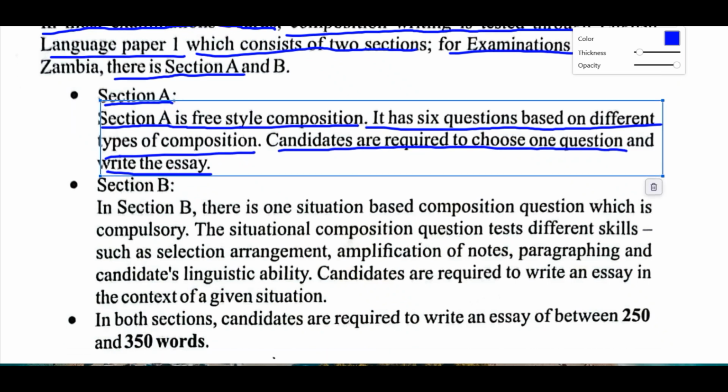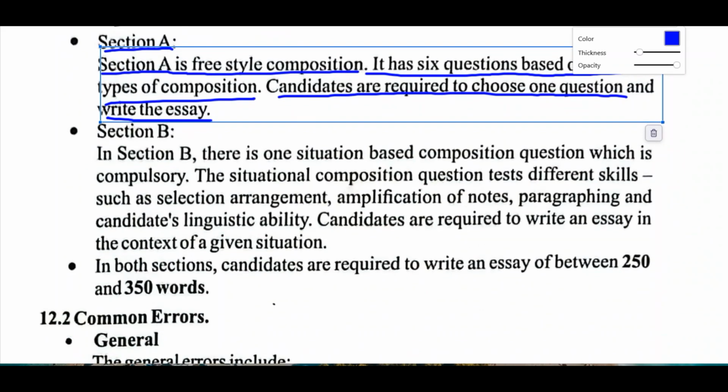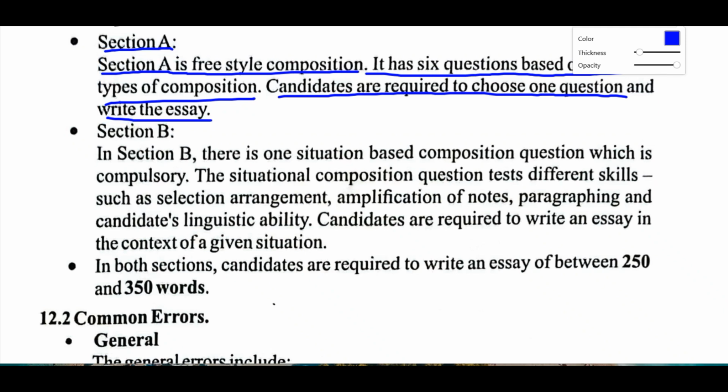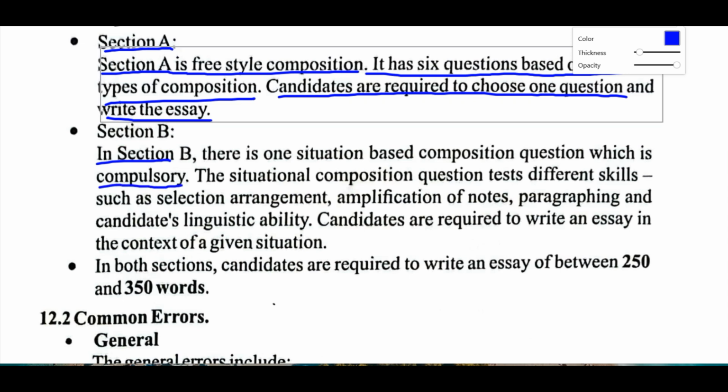Right, so now let's look at section B. Under section B, this is where we look at a situational composition. There is one situation-based composition which is compulsory. If we say compulsory, you don't have to choose. You can't even choose since you are only given one question. So it's a compulsory question.